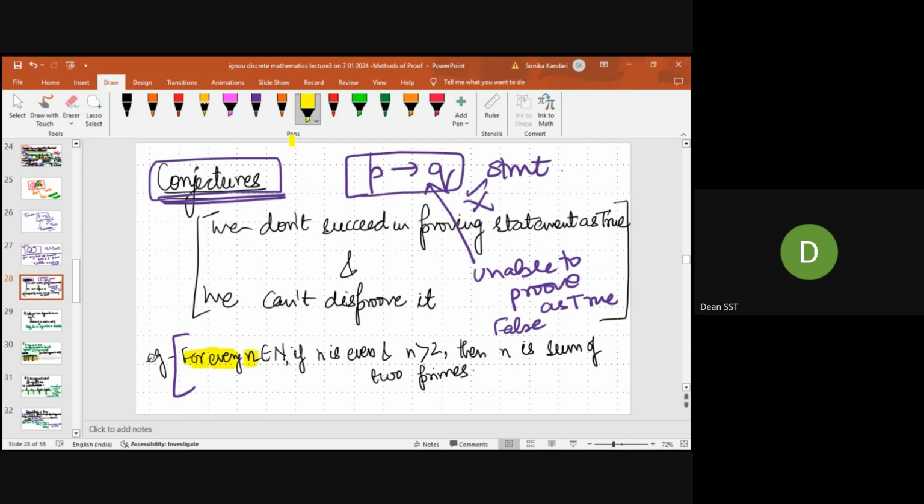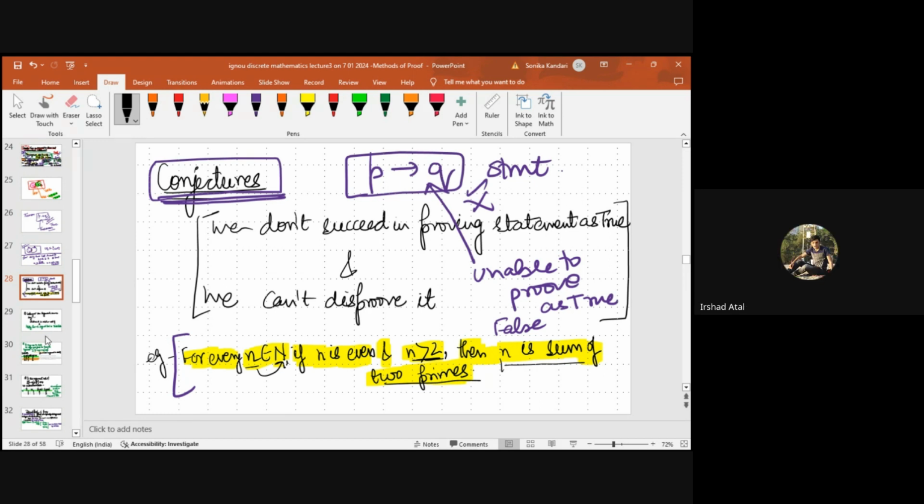For example, see, for every n belonging to the natural numbers, if n is even and n is greater than 2, then n is the sum of two primes. Is this okay for every n? Can you try, class? We have n, a natural number. We are saying that n is even and n is greater than 2. Then n can be represented as the sum of two primes. Can you give me any example, class?